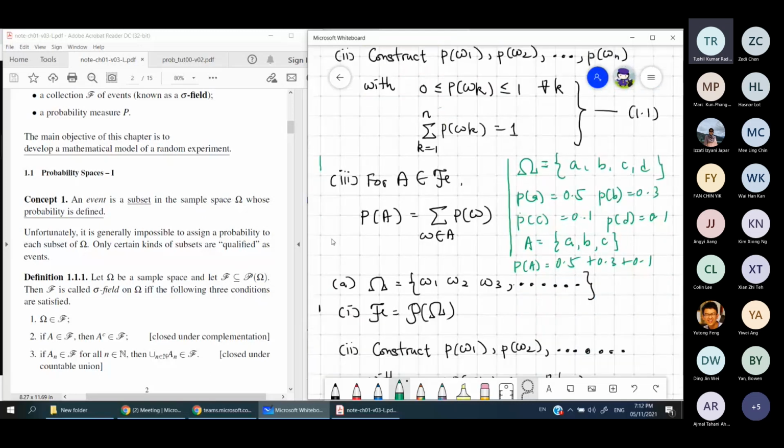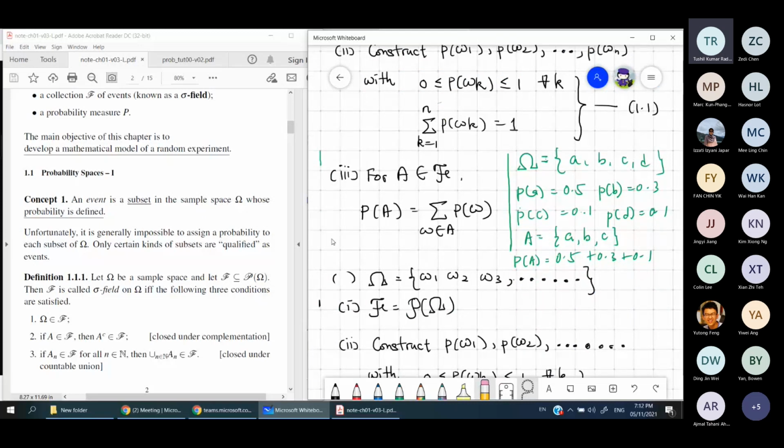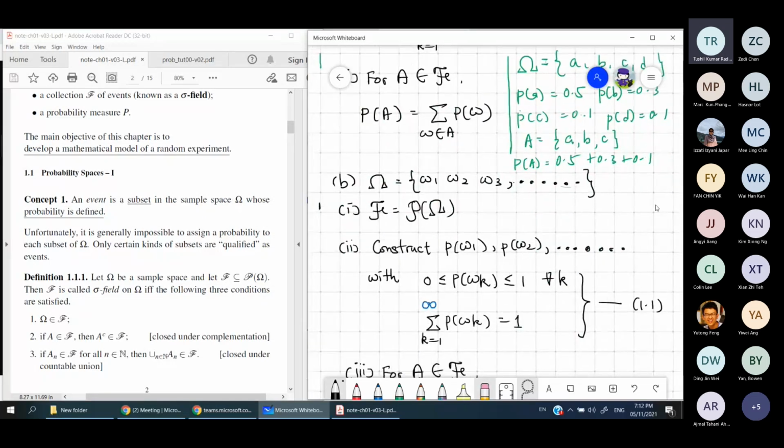For the second case, this is not A, this is B. When we have a discrete but infinite sample space, we do the same thing. We just simply take F to be the power set of omega, and we follow the same pattern. Again we have this feature: any subset of omega is an event.